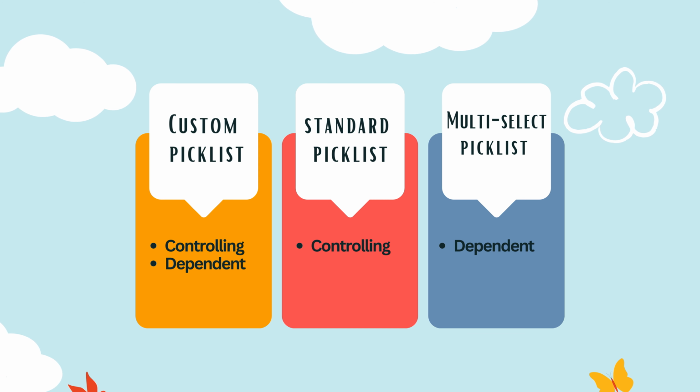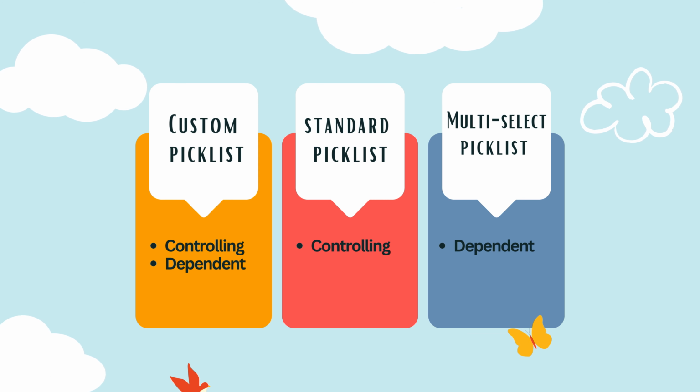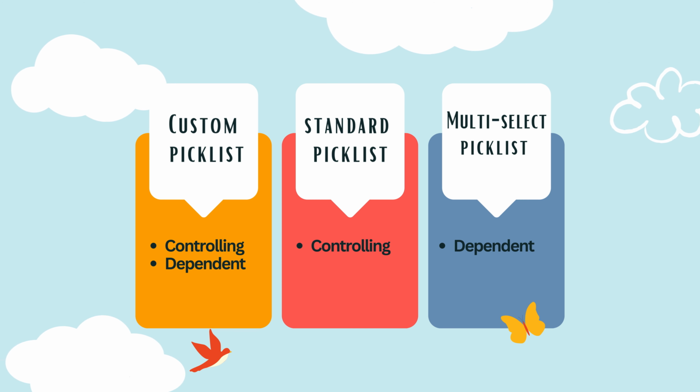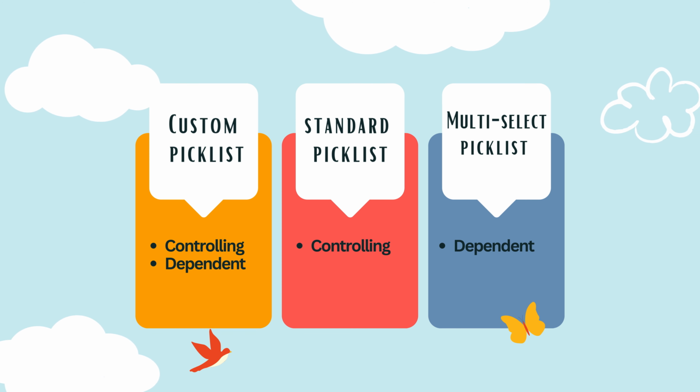As discussed in the previous unit, controlling fields and dependent picklists play a crucial role in narrowing down available values. Custom picklist fields can be controlling or dependent, while standard picklist fields can only be controlling. Multi-select picklist fields can be dependent but not controlling.